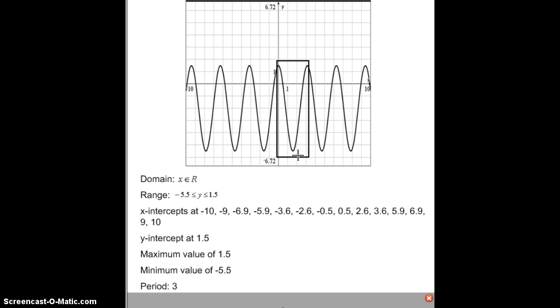Also, the amplitude of this graph. Amplitude is calculated by finding the difference between our maximum and minimum value and dividing by 2. The difference between the maximum and minimum values is 6, and so the amplitude of this graph is 3. Now, what type of function do we have? This is a trigonometric function.